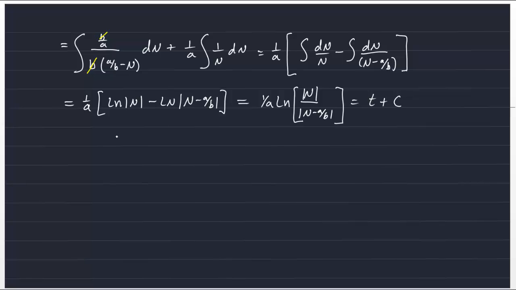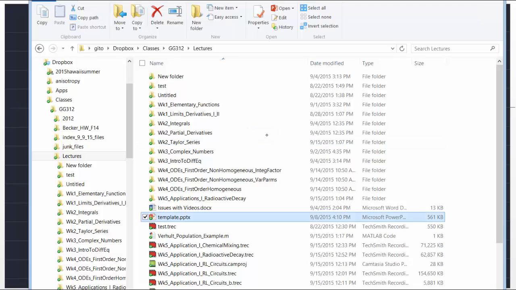And so this tells us that the absolute value of n over n minus a over b, raised to the 1 over a power, equals t plus a constant. Remember, we're going to take e raised to the left-hand side and the right-hand side. And that equals e to the t plus c. And just doing a little bit more algebra.